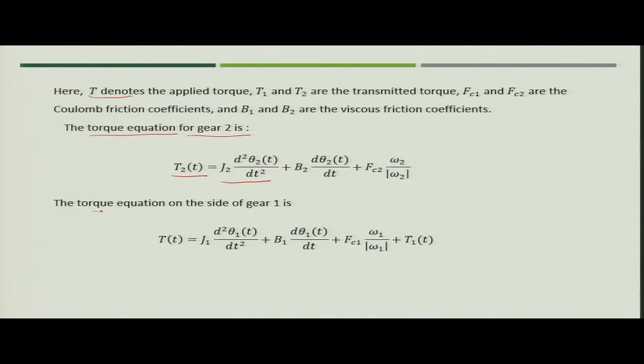Now, the torque equation on the first side, you can write the applied torque T is equal to J1 d2 theta 1 by dt2 plus B1 d theta 1 by dt plus Fc1 into omega 1 divided by the magnitude, that is mod of omega 1, plus T1. Now, we have got these two equations related to gear 1 and gear 2.